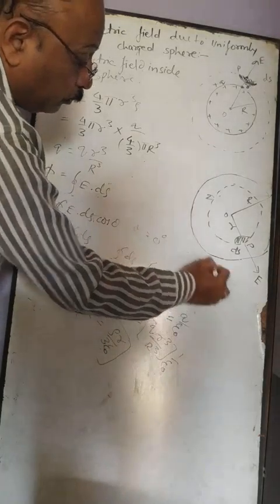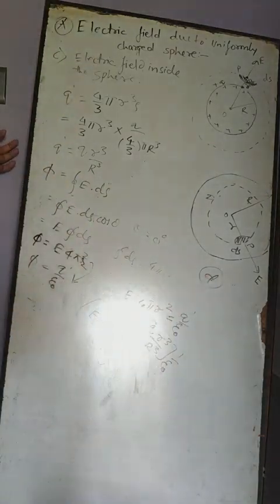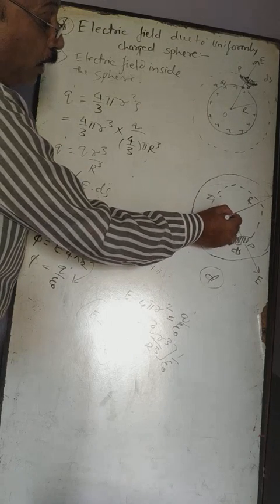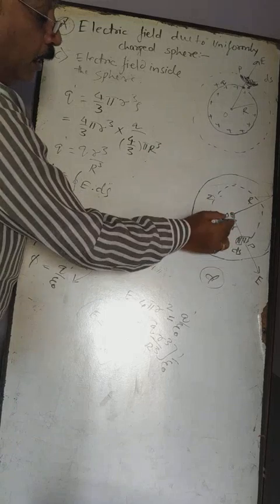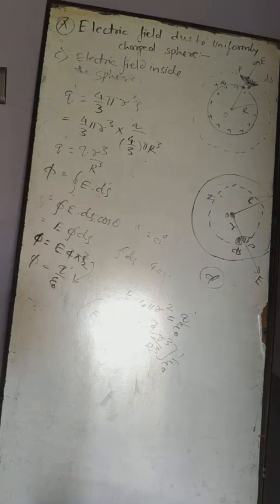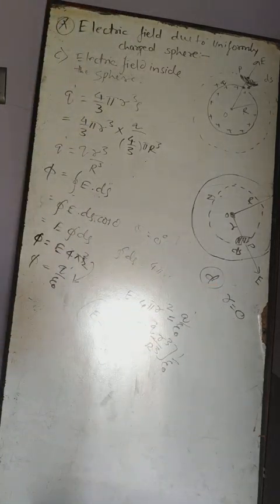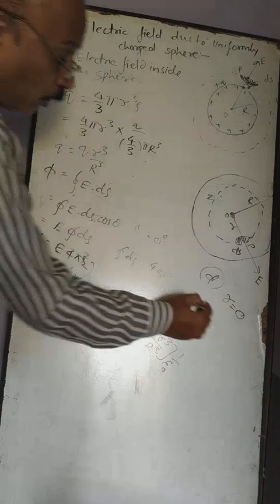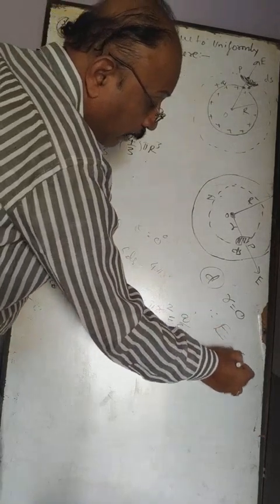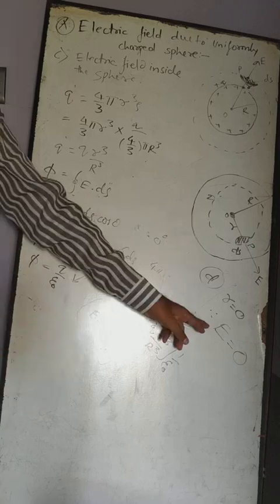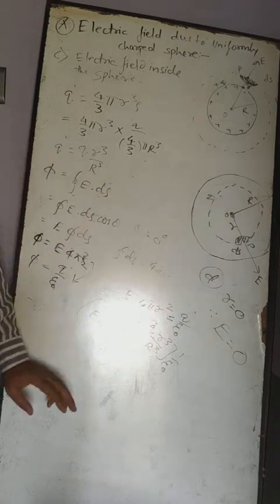The fourth one is the electric field at the center of the sphere. If you take the point P at the center, then what happens to the electric field? The r is considered as 0, that is, the radius is 0. Therefore, the electric field is 0 at the center of the sphere.